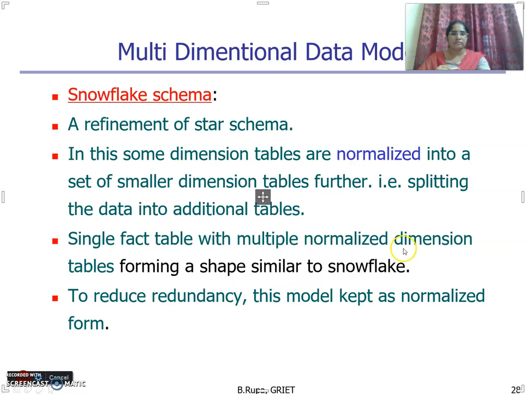A single fact table with multiple normalized dimension tables forms a shape similar to a snowflake. Here we have a single fact table and multiple dimension tables. Again, the dimension tables are split into further tables. To reduce redundancy, this model is kept in a normalized form. When we use a star schema, it contains a denormalized form. The snowflake schema is a normalized one.